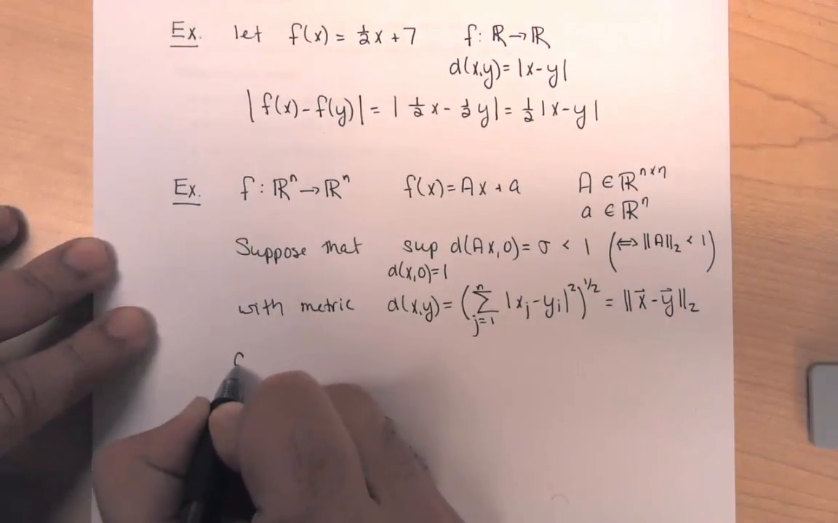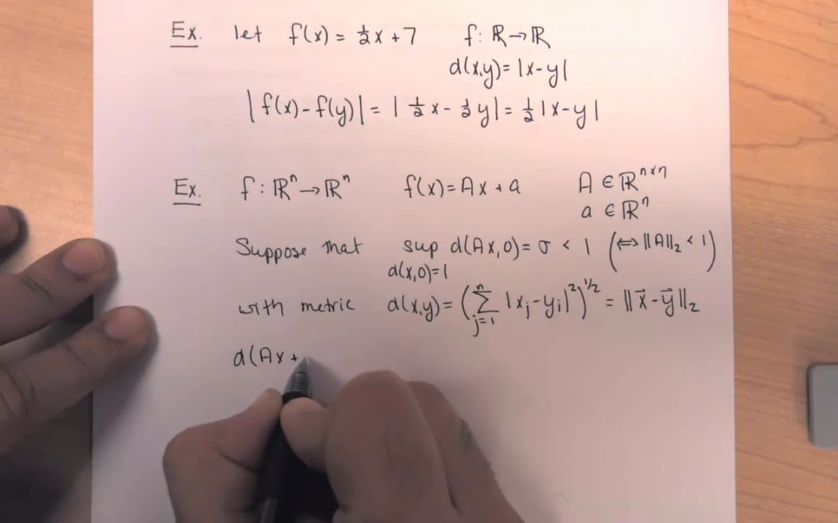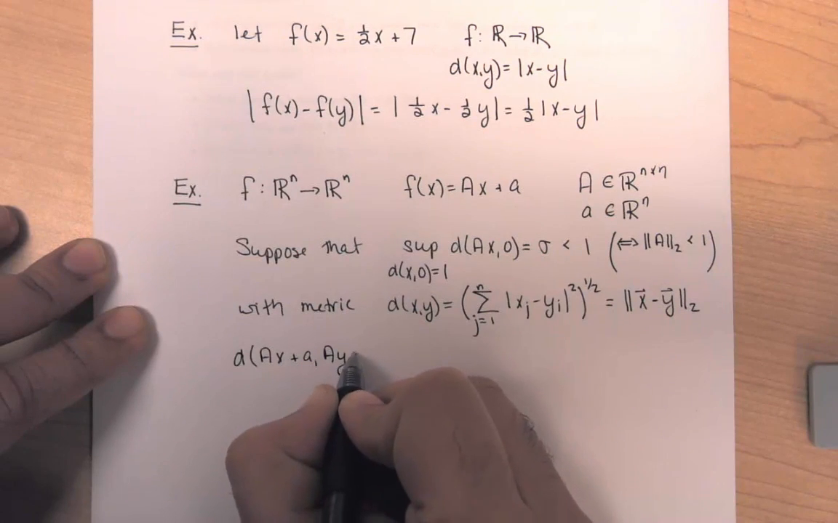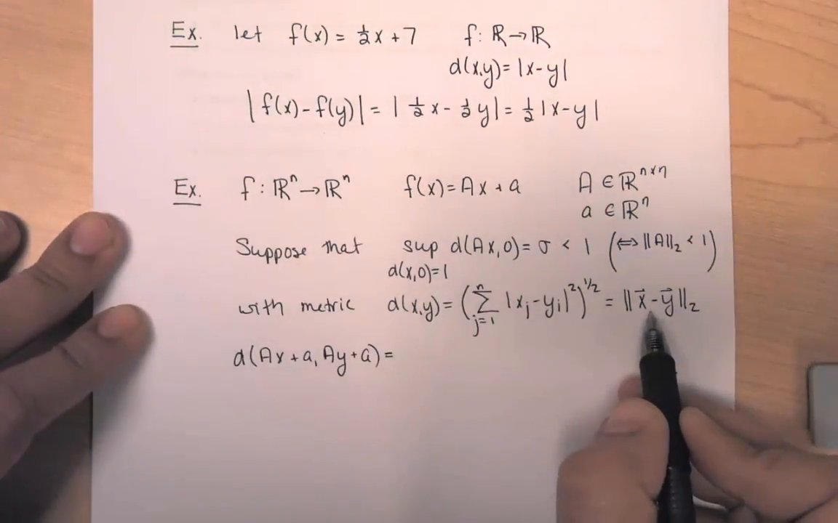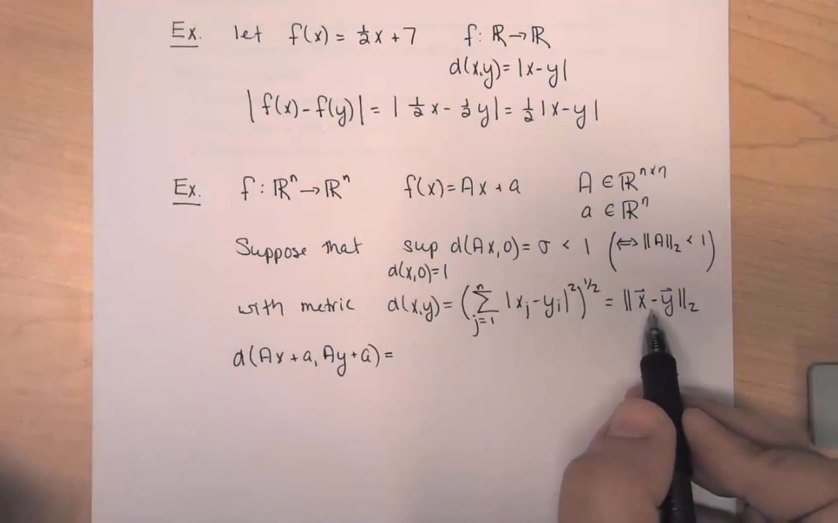Well, the distance between Ax plus a and Ay plus a is, and I'm going to go ahead and use this notation, it's the same thing, and again, I think we all know what the 2-norm is.